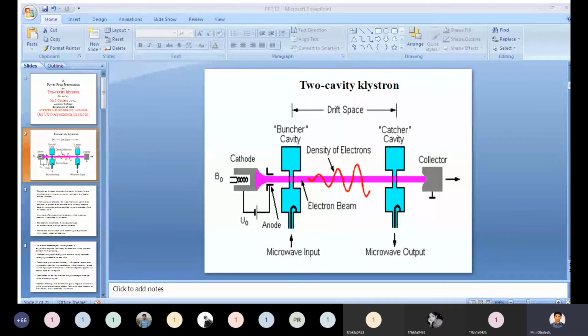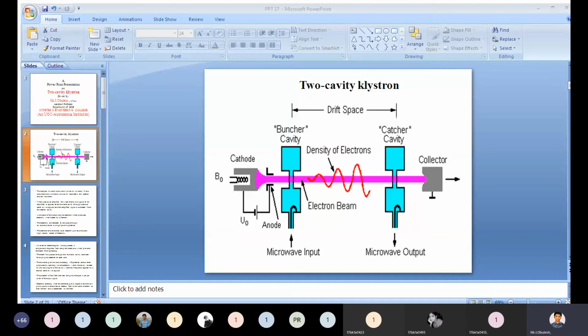Coming to a klystron oscillator: a klystron oscillator is an electronic oscillator which can be made from a klystron tube, because of that reason you call it a klystron oscillator, by providing a feedback path from output to input by connecting the catcher and bouncer cavities with a coaxial cable or waveguide.